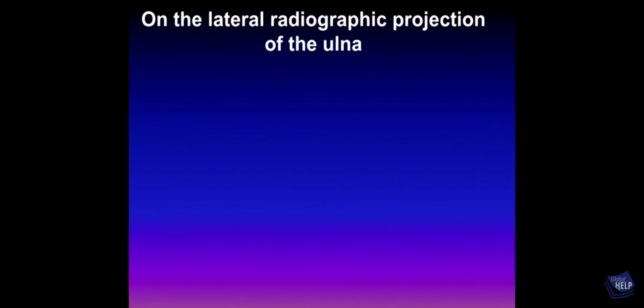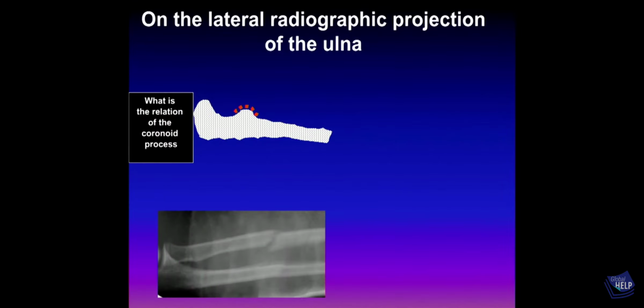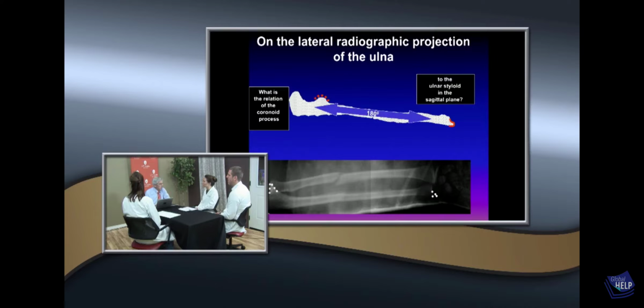You don't look at this very often, but in the ulna, in the sagittal plane, what's the relationship of the coronoid process to the other part that you look at? Ulnar styloid. Ulnar styloid, that's right. The relationship to the ulnar styloid in the sagittal plane, again, is 180 degrees. And you really don't look at that very often. You really more focus on the radius.